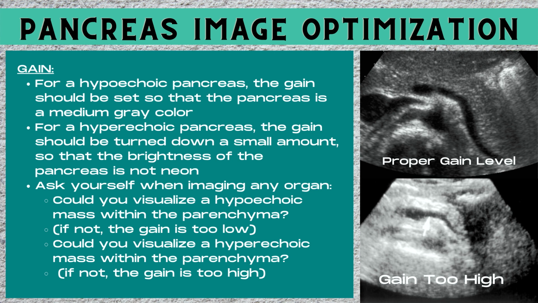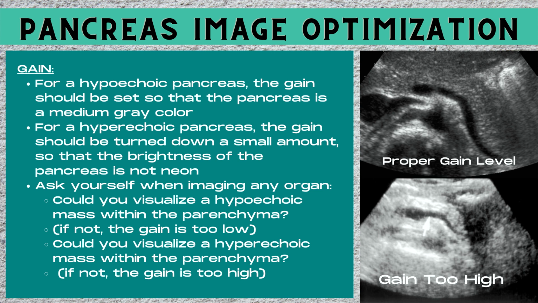On the images to the right-hand side, the top image is a proper gain level, and this is a hypoechoic pancreas. The bottom image is a hyperechoic pancreas, so it's already going to be light gray to white on the ultrasound image. However, you can see that the gain is turned way too high, where you can barely distinguish the hyperechoic pancreatic borders from the surrounding tissues as everything is far too bright.